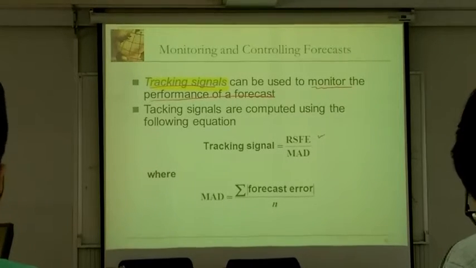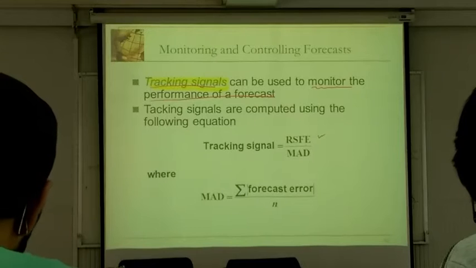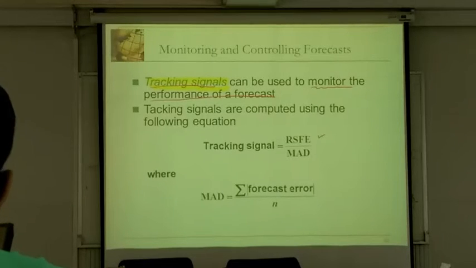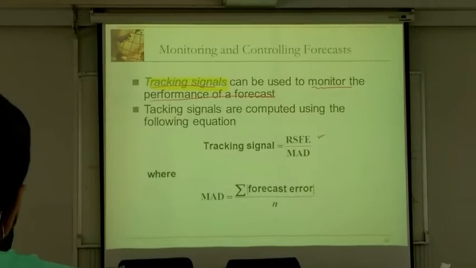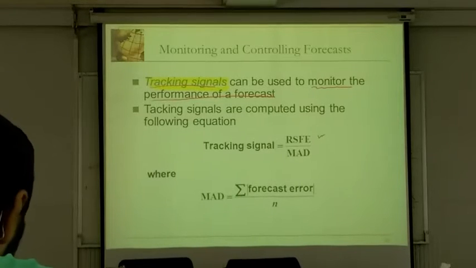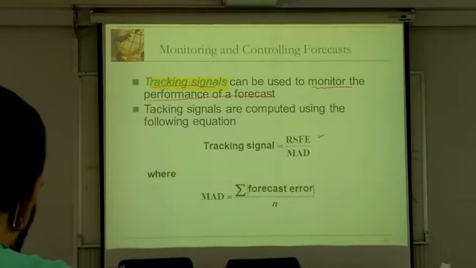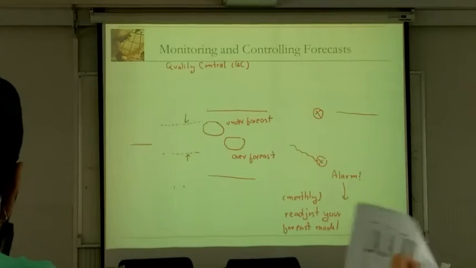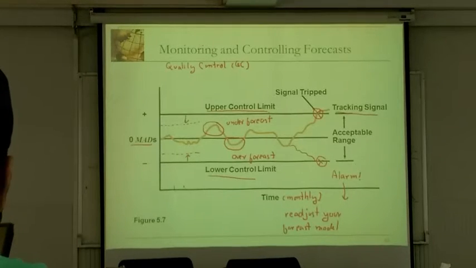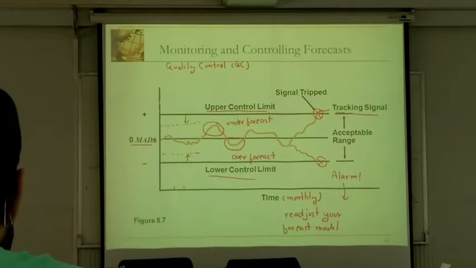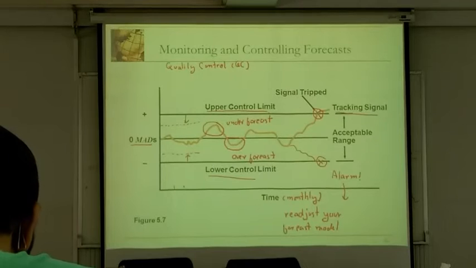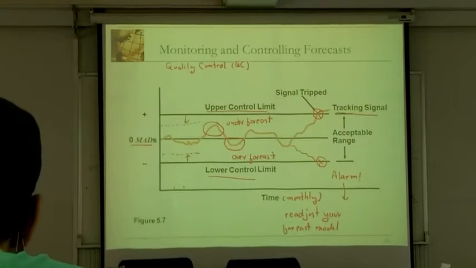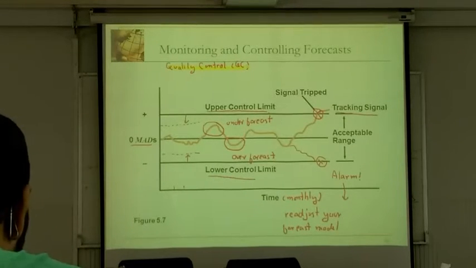So what is RSFE? We talk about how to calculate that. But MAD stays the same, which is the sum of absolute deviation or forecast error divided by n. So that's not the problem. So let's see how it can be done. Okay, it will take you some time. So let's talk about concept first. Okay, so the concept is the following.